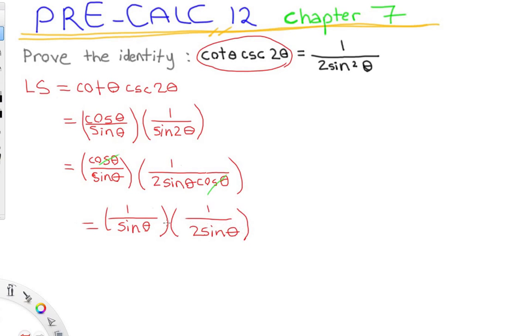If you look at the right side, we're actually getting close. We just have to multiply these together to get that, and that's kind of easy to see. Multiply the numerators, and that gives you 1. Since this is basically 1 sine theta and that's 2 sine theta, it's going to be 2 sine squared theta, which is the right side. So left side is equal to the right side. And that concludes this lesson.